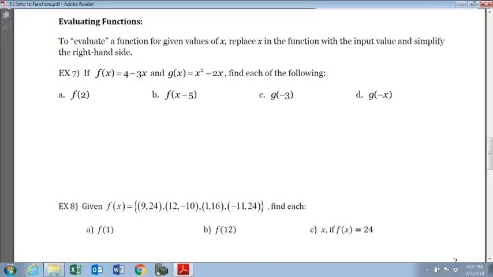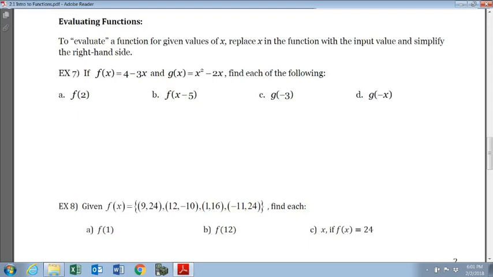Alright, this is part 2 of the introduction to functions video that I started on a previous video. So let's continue. It says evaluating functions. To evaluate a function for given values of x, replace x in the function with the input value and simplify the right-hand side.